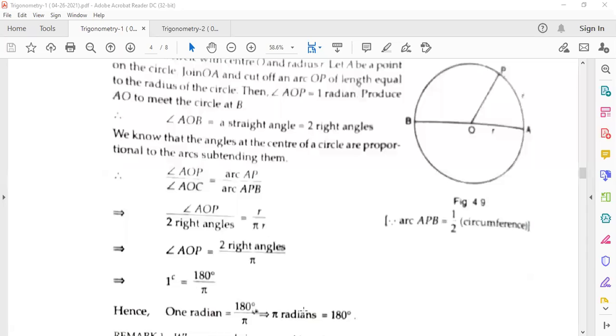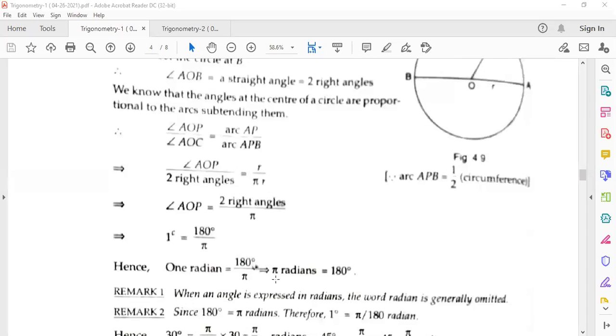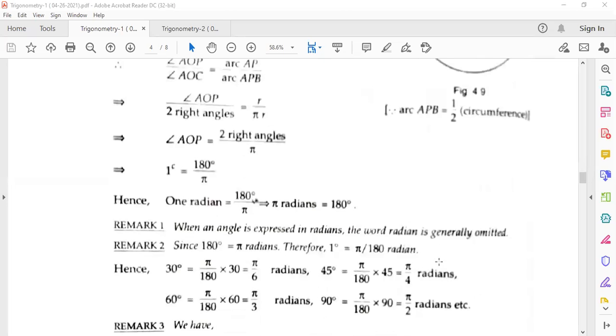So that is the relation between degree and radian. The relation between degree and radian is pi radian equals 180 degrees. Right? We have to remember this. We convert degrees into radians or radians into degrees by this method. So we have to remember pi radian equals 180 degrees. Now take some examples.